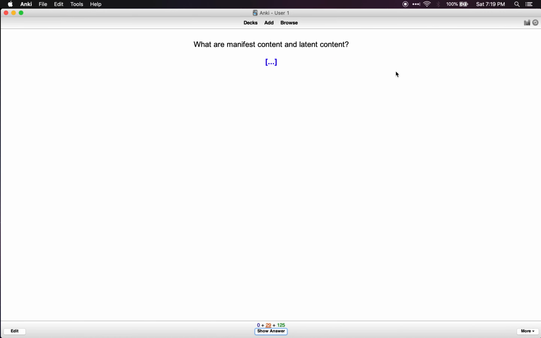What is manifest content? Part of Sigmund Freud's theory of dreams: manifest content is the literal meaning of dreams, and latent content is the symbolic meaning of dreams, like a job pushing you out or a monster chasing you.